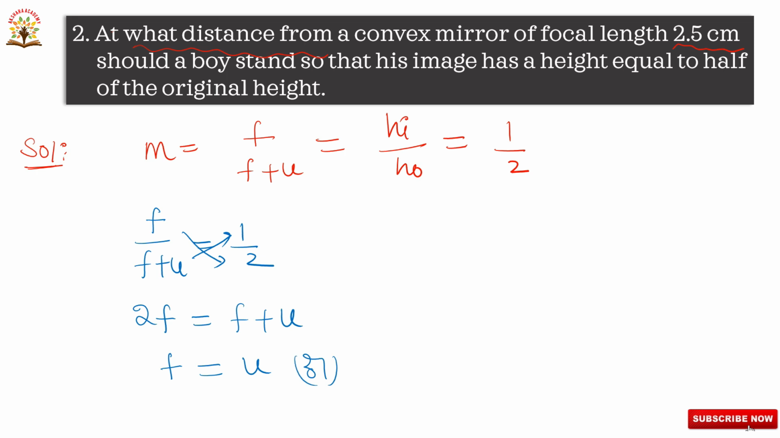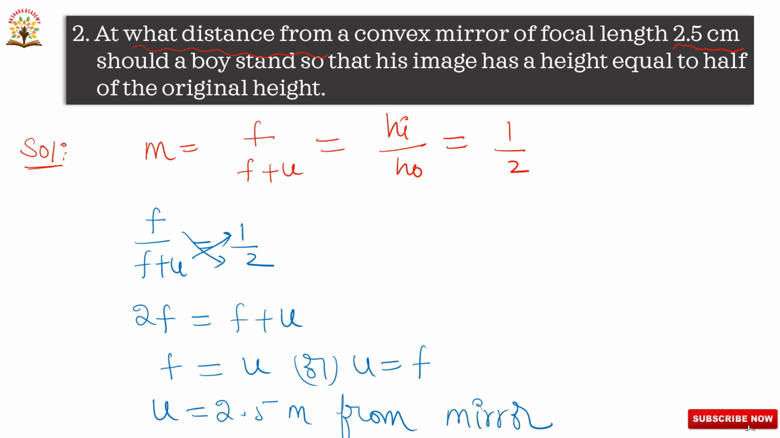So u is equal to f, so u is equal to 2.5 centimeter from the mirror. This is the distance from a convex mirror. So we are getting the final answer, u is equal to 2.5 centimeter from the mirror. Okay. Next we will go to the next question.